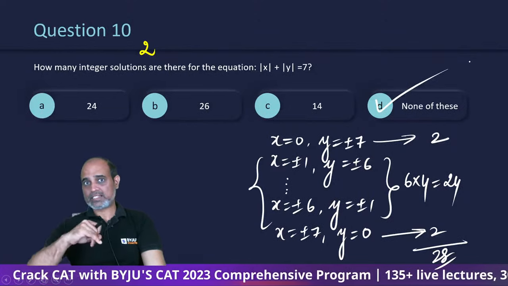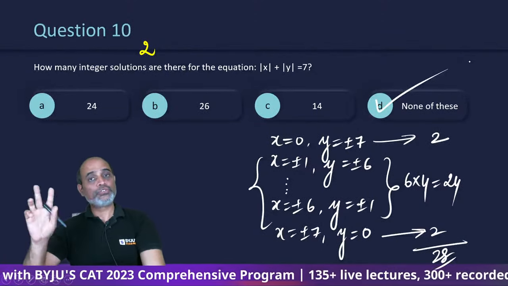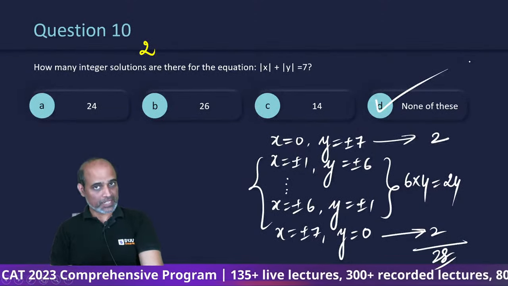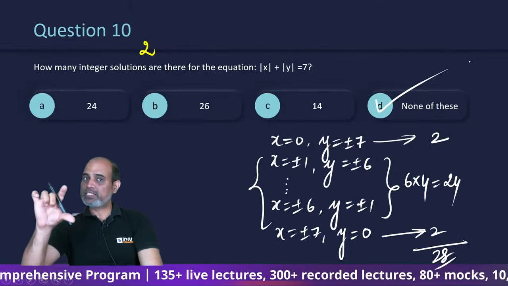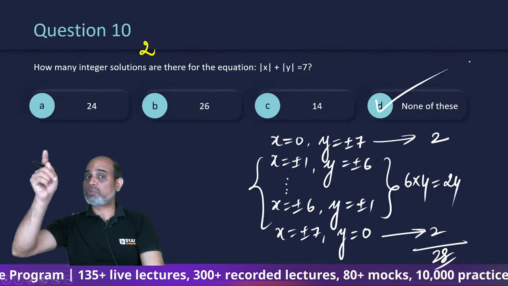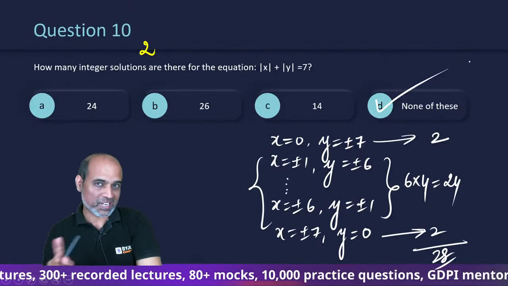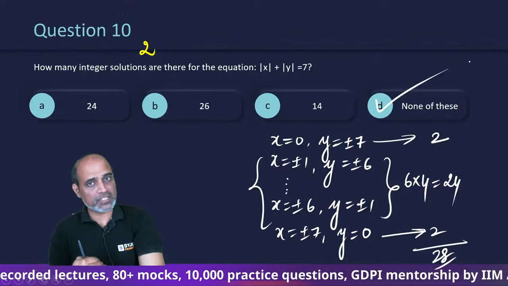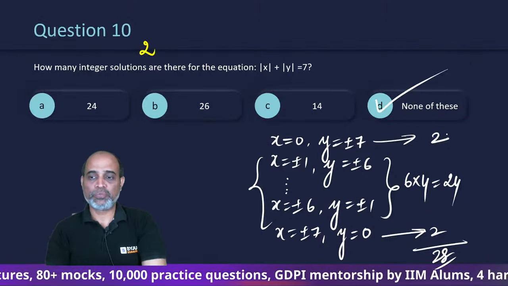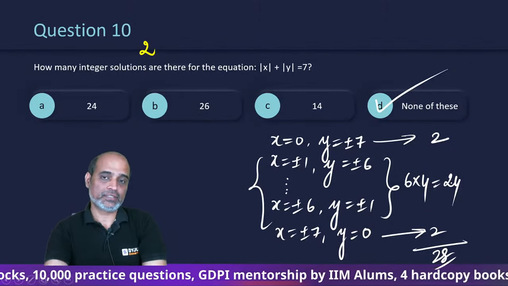X 1 से 6, 2, उधर 2. 2 into 2, 4 cases in each. There are 6 cases, 6 into 4, 24 at the center. 2 above, 0, 7 and 0, minus 7 and उसका उल्टा 7, 0 and minus 7, 0. So 4 cases बाहर अलग. 24 plus 4, 28 cases. None of these.